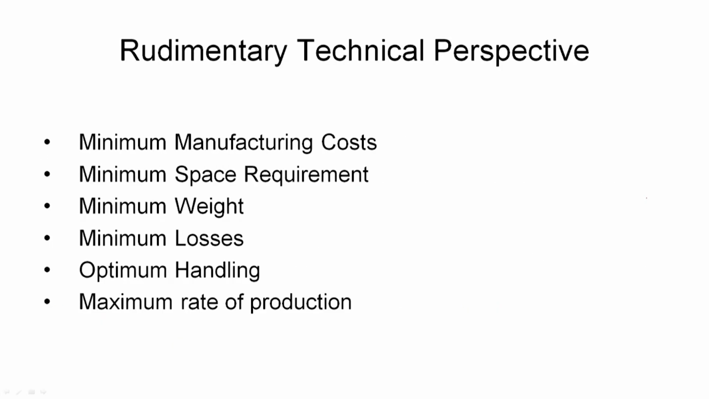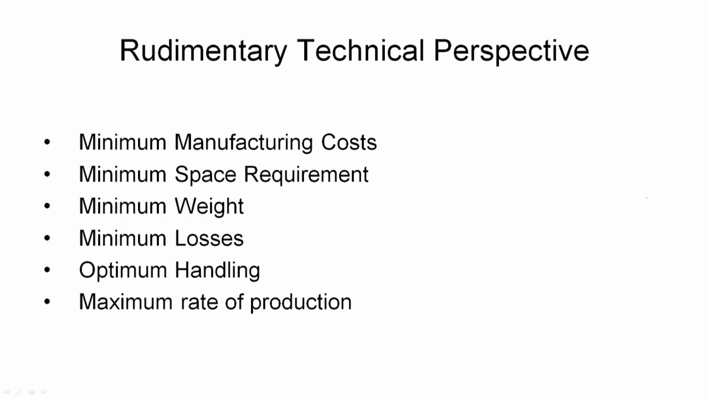Now, there are some rudimentary technical perspectives that also become important for us when we start to design something, like minimizing the manufacturing cost, minimizing the space requirement, minimizing the weight, minimizing the losses, optimum handling, maximum rate of production. All these things go into your consideration when you will be designing a particular product.